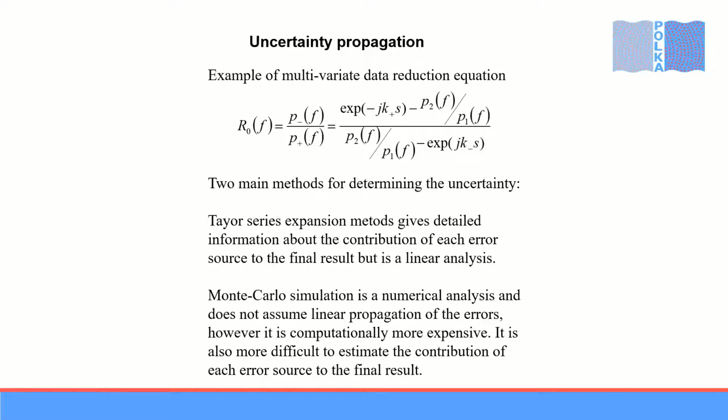For this one, you do a Taylor expansion, or you can do a Monte Carlo simulation. Monte Carlo simulation would basically be that you randomly, within certain limits, change the values of these input parameters and do new calculations and see how much the outcome changes. In this case, the reflection coefficient is varied.